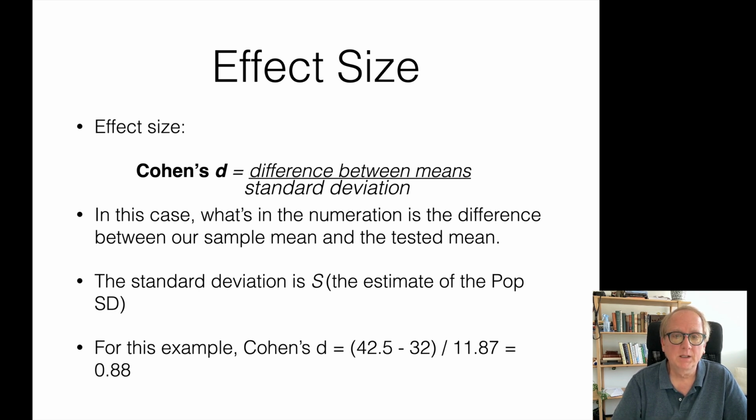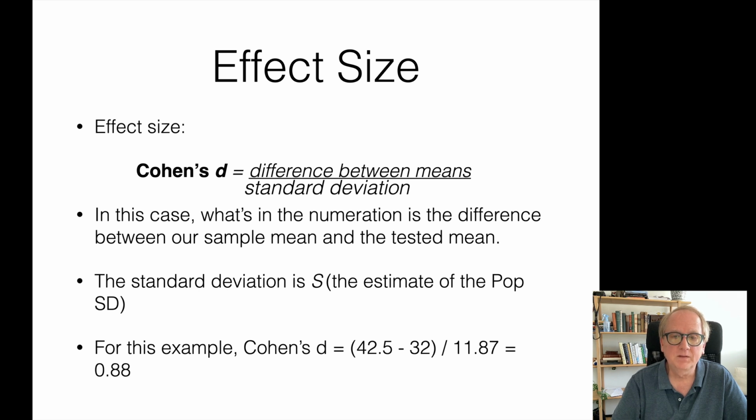And then in the denominator, we're going to use our estimate of the population standard deviation, our S. Okay, so we're not going to use our estimate of the standard error, just the estimate of the population standard deviation. So to work this out, our Cohen's d for this problem would be 42.5, because that's the mean of these students, minus 32, which was the mean defined by the null hypothesis. So that's 42.5 minus 32, divided by 11.87. And the 11.87 comes from our S, our estimate of the population standard deviation. So I plug that in there, and I come out with my Cohen's d of 0.88.